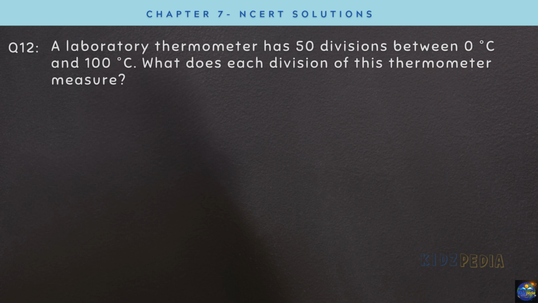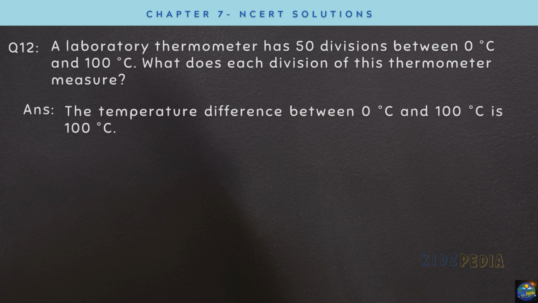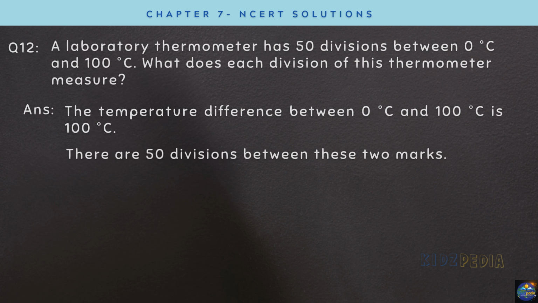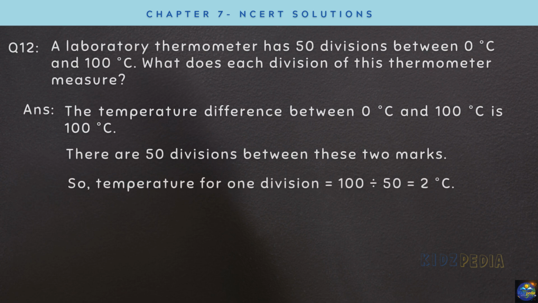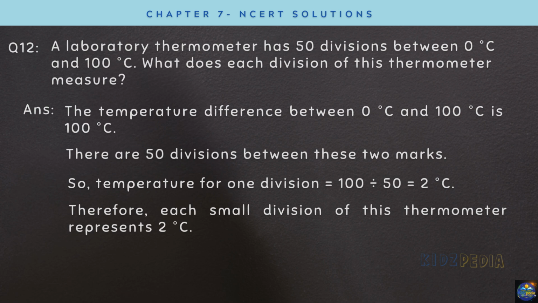Next question: a laboratory thermometer has 50 divisions between 0 degrees Celsius and 100 degrees Celsius. What does each division of this thermometer measure? The temperature difference between 0 degrees Celsius and 100 degrees Celsius is 100 degrees Celsius, and there are 50 divisions between these 2 marks. So the temperature for one division is equal to 100 divided by 50, which is equal to 2 degrees Celsius. Therefore, each small division of this thermometer represents 2 degrees Celsius.